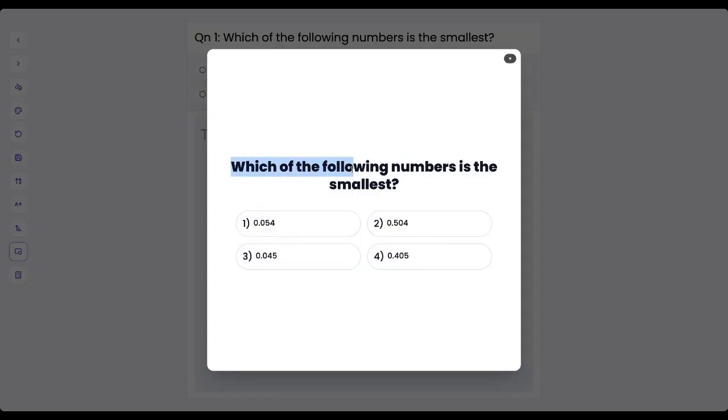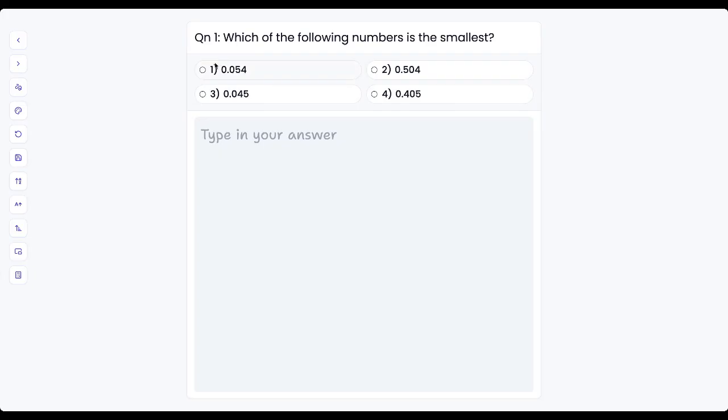Question number 1, which of the following numbers is the smallest? Okay, so over here there are four numbers. This is 0.1, and then 0.01 and 0.001. Okay, so if you were to compare, which one is the smallest? The smallest is 0.01, second smallest is 0.10, and third smallest is 0.100.